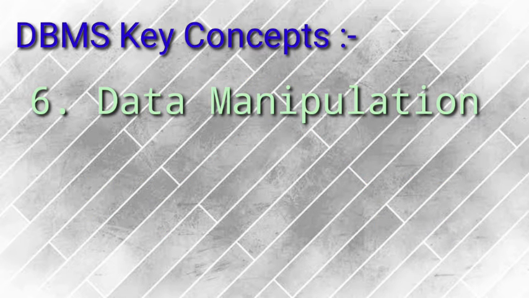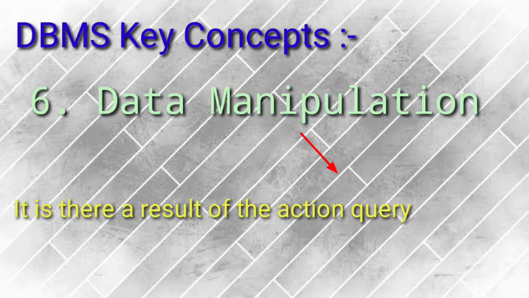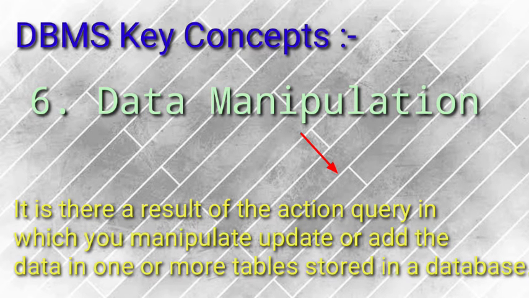The sixth important key concept is data manipulation. It is basically the result of the action query, where we try to modify, update or add details in the existing data. It means the data is already inserted, and if you are trying to delete, modify or change the data, then it is called data manipulation. There are different commands to do such actions: insert, update and delete queries, which we will be learning in the coming videos.